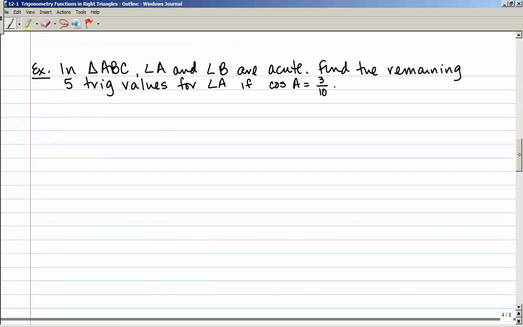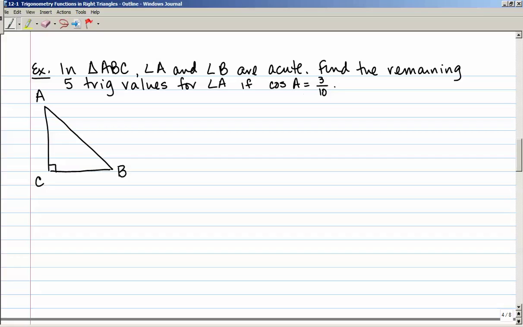Here's another example. In triangle ABC, angles A and B are acute. Find the remaining 5 trig values for angle A if the cosine of A is 3/10. So let's just go ahead and draw a triangle here, a right triangle. Doesn't have to be very accurate. Okay, so A and B are my acute angles. That means C is my right angle.